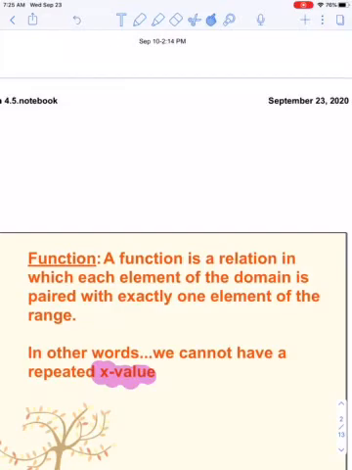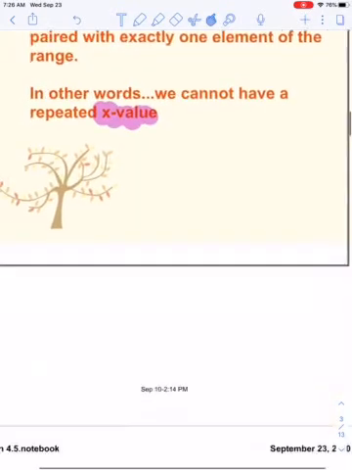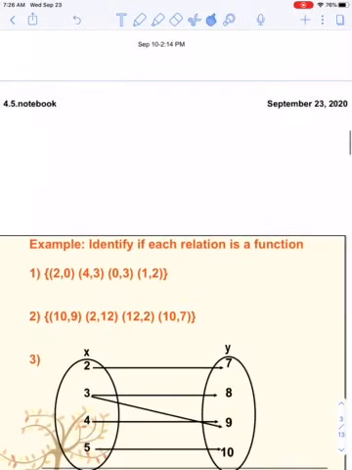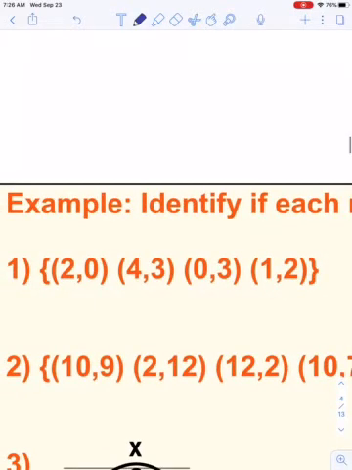We're going to look at tables, graphs, mappings, all those things that we did at the beginning of chapter 4. And now we're going to go back and say, okay, are these relations functions? And we're looking for repeated x values. If an x value repeats, then it is not a function. Okay, so identify if each relation is a function. I only care about x values. The y values can repeat all day long, and it doesn't make a difference to me. So I ignore my y's completely when I'm looking to see if it's a function. I just look at the x's.